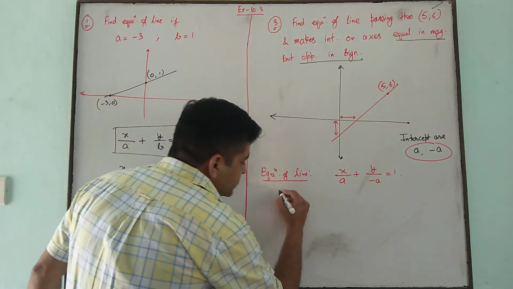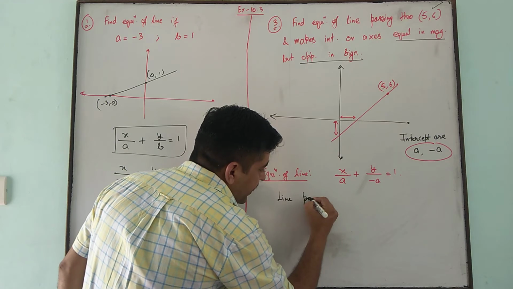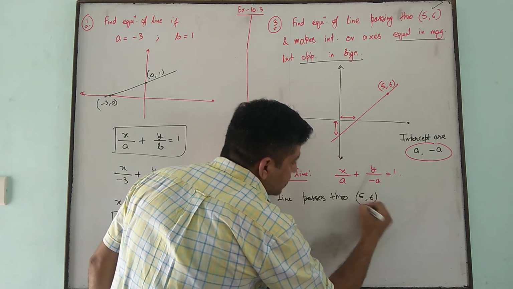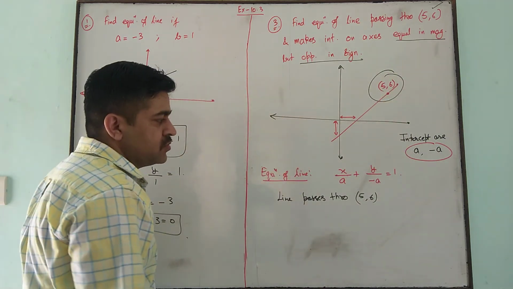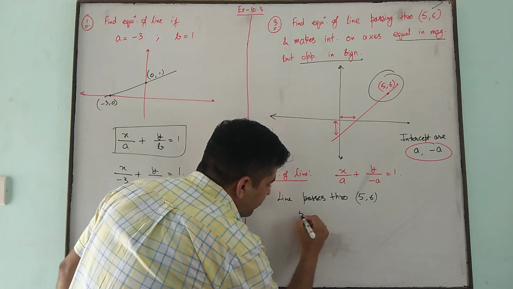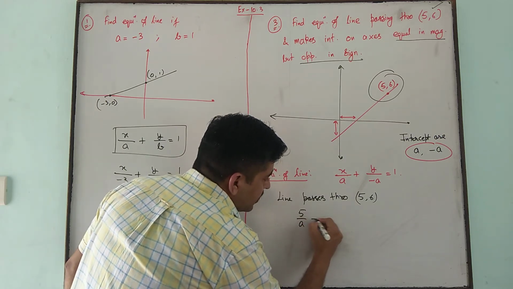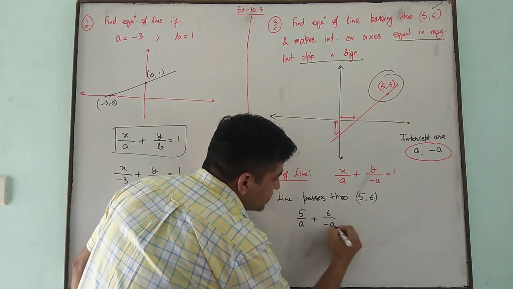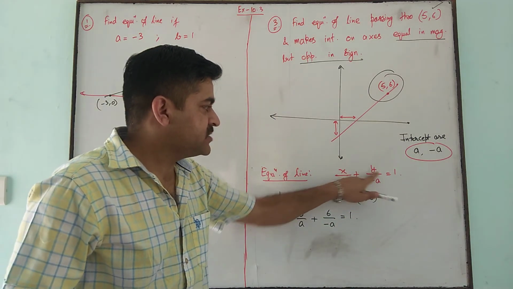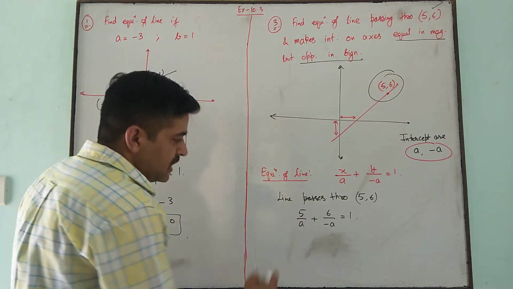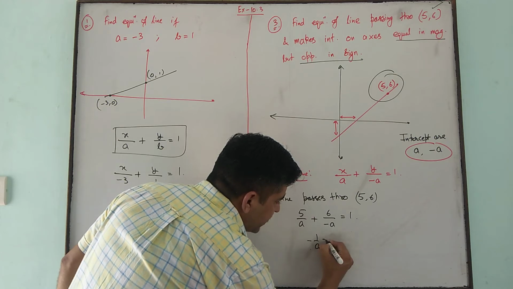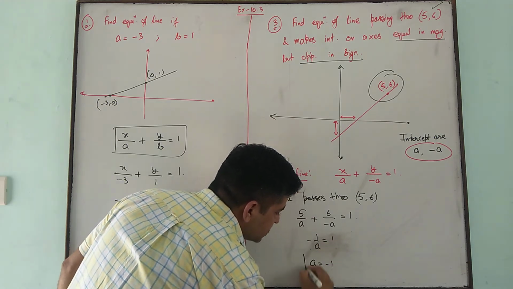Now line passes through 5, 6. Point is given. So it is 5 upon a, 6 upon minus a is equal to 1. 5 and 6 satisfies the line, so in place of x and y we can put 5 and 6. So we got 5 minus 6, that is -1 upon a is equal to 1. A is equal to -1.